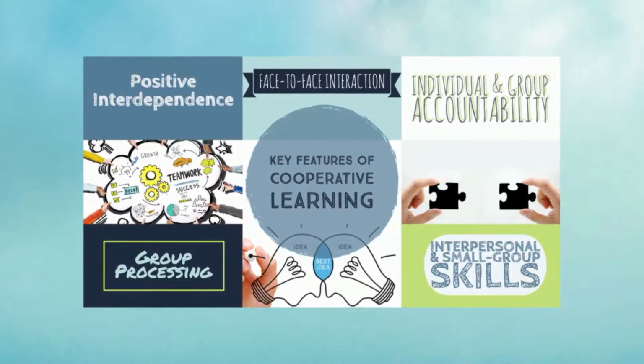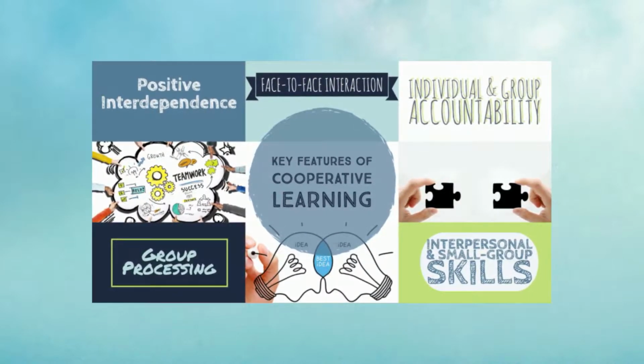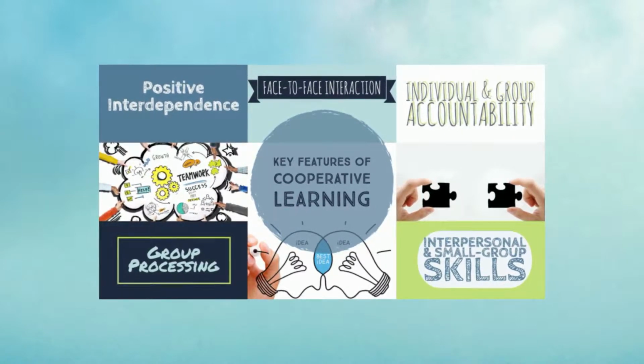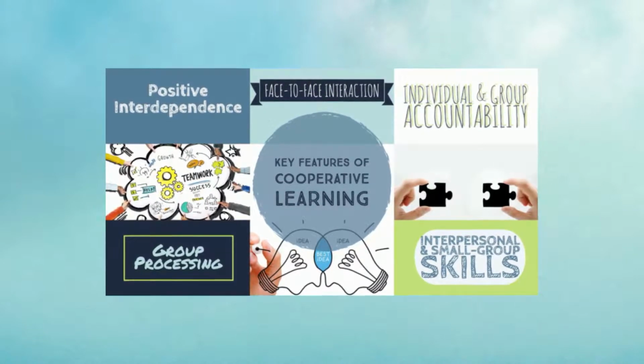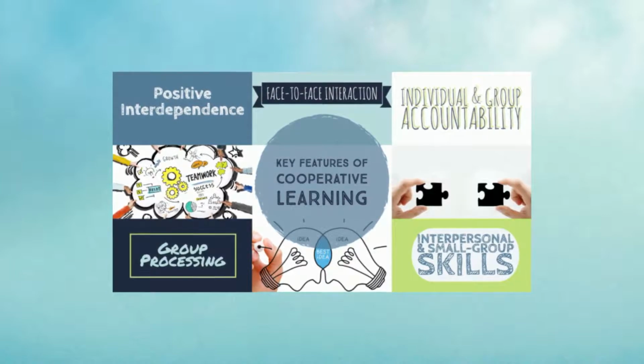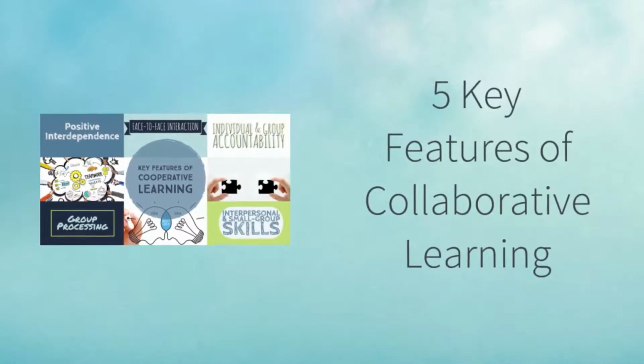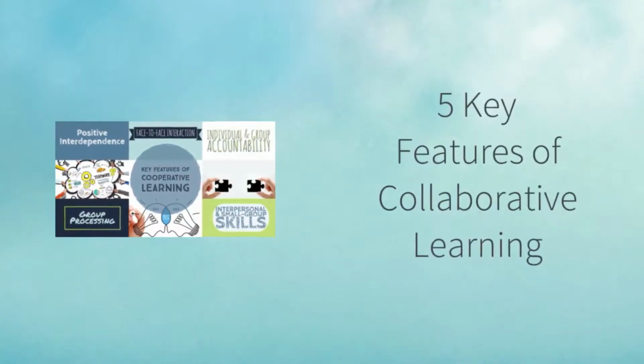Collaborative learning is different from cooperative learning. Cooperative learning focuses on the social processes used by the group, while collaborative learning focuses on the cognitive and metacognitive nature of learning that occurs within the group. There are 5 key features of collaborative learning.